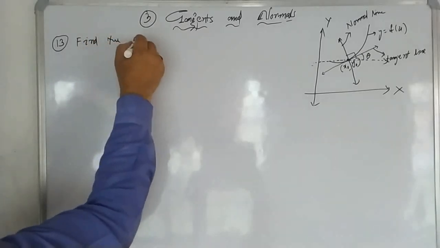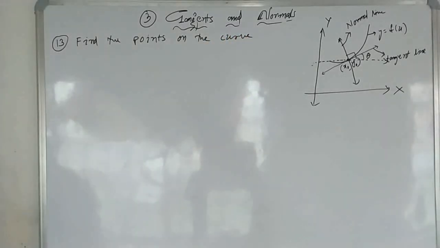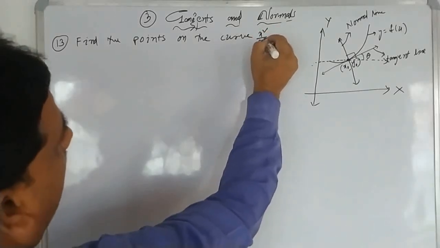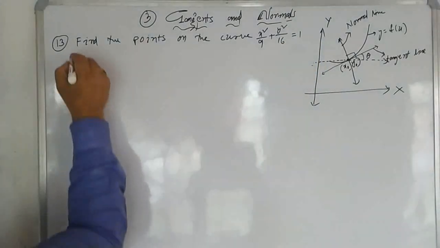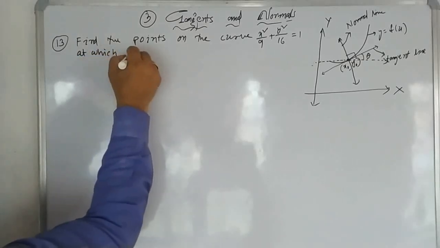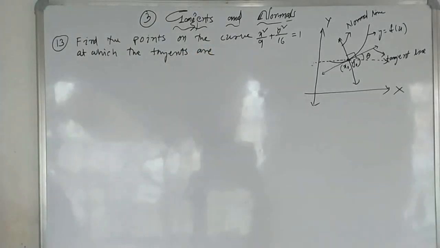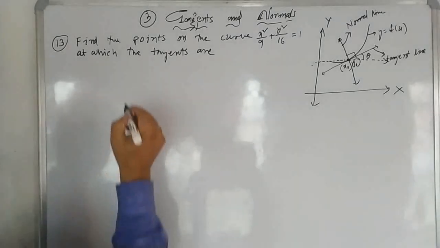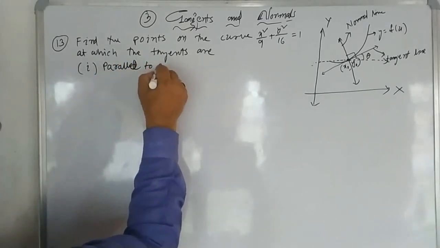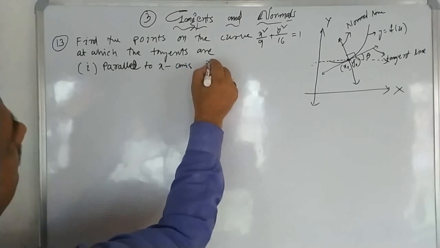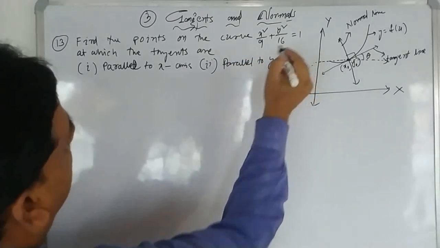Find the points on the curve x square by 9 plus y square by 16 is equal to 1, at which the tangents are parallel to x axis and parallel to y axis. Okay.